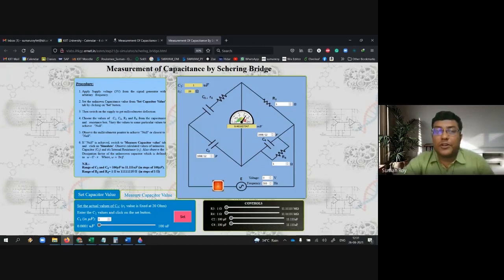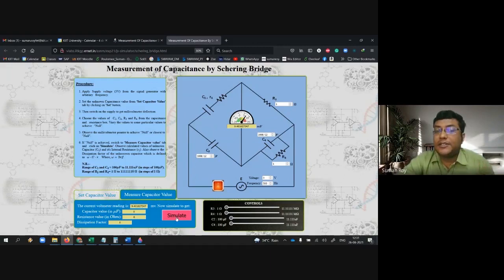Okay, now your job is very simple. By varying this R3, R4, C2, C4, by using this sliding switch, you have to get the null position, or null condition you have to achieve. After achieving null condition, you go to the measure capacitor value, and then click on simulate, and after clicking on simulate, you will get the capacitor value here. However, here it is not in null position, so it is giving an erroneous value.